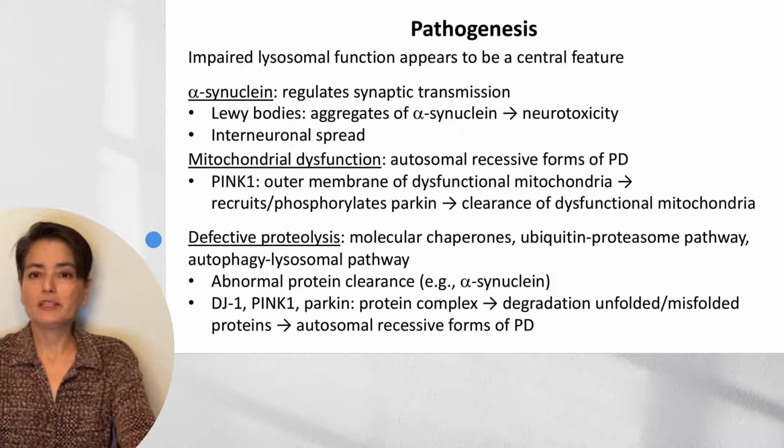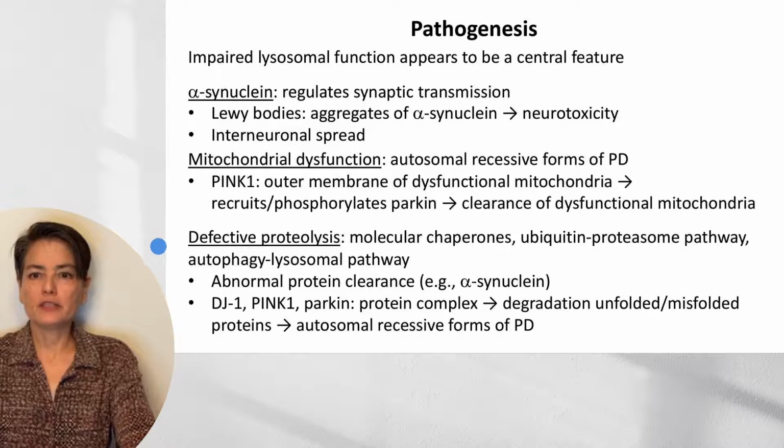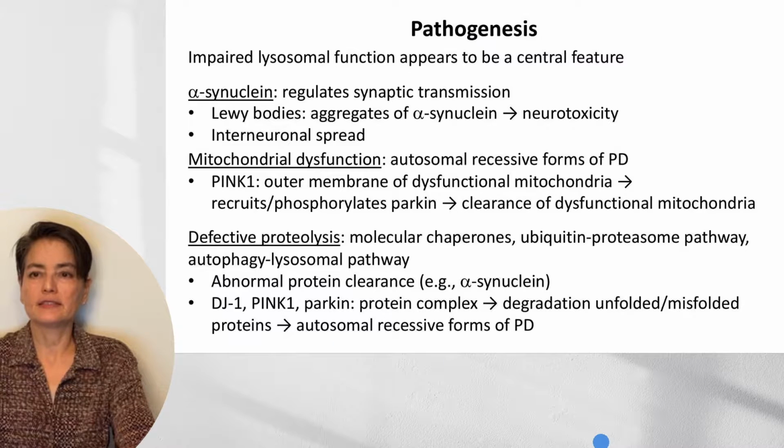There are three pathways by which proteolysis can occur within the cell. It can occur through the role of molecular chaperones, through the ubiquitin proteasome pathway, and through the autophagy and lysosomal pathway. And it's thought that because of this defective proteolysis, we're having abnormal protein clearance of our alpha-synuclein. And part of our recognition of this has been that there are three proteins, DJ1, PINK1, and Parkin, that form a protein complex that degrades unfolded and misfolded proteins. And we see mutations in this in autosomal recessive forms of Parkinson disease.